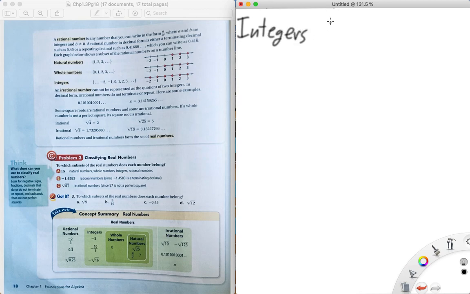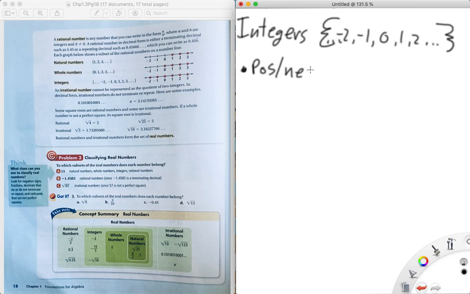And integers: ..., -2, -1, 0, 1, 2, ... Remember the ... means that it goes on forever in that direction. We have positive and we have negative numbers. That's the big change. No fractions, no decimals. And it does include 0.